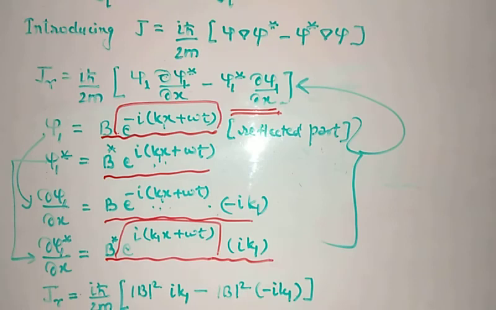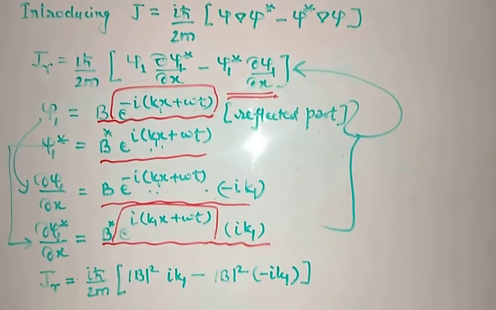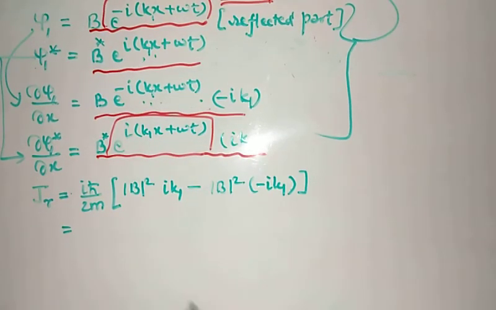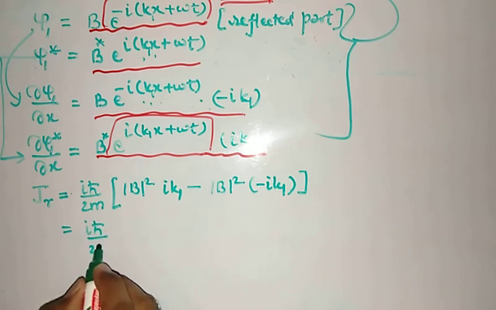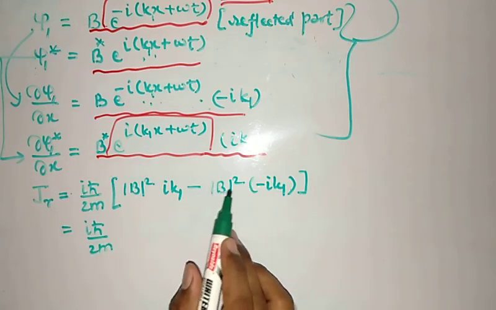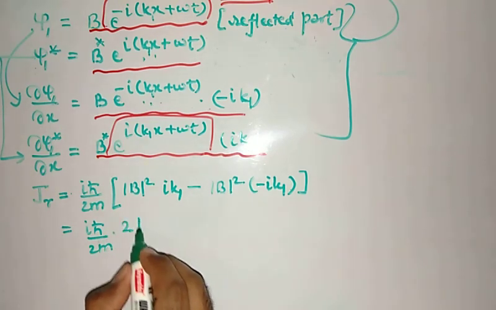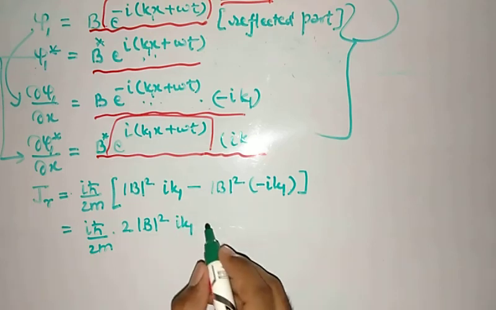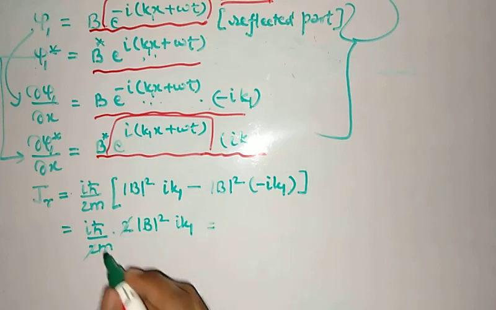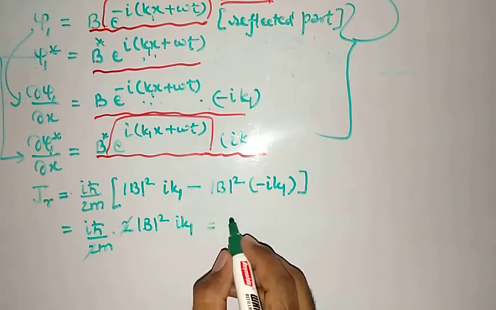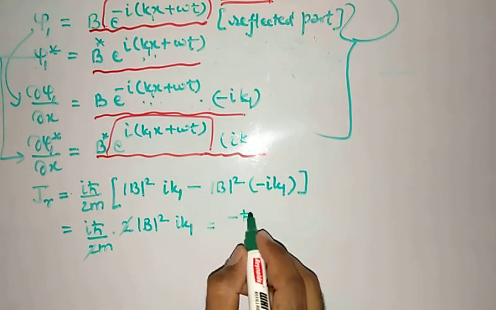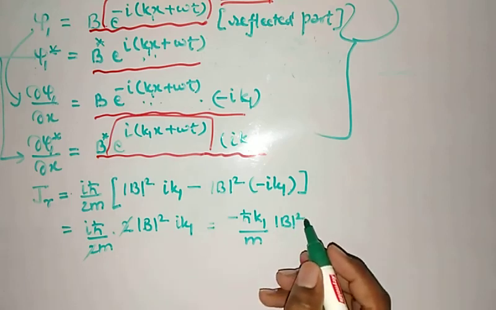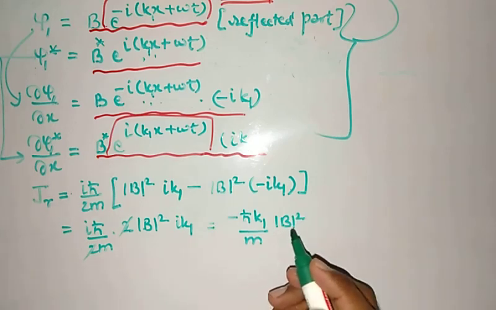So this minus and minus will become plus I h cut by 2m. So after the plus it will be added, so 2 times mod b square I k1. Now look, I square is minus 1, so this will cancel out, giving minus h cut k1 by m mod b square. So this is for JR.